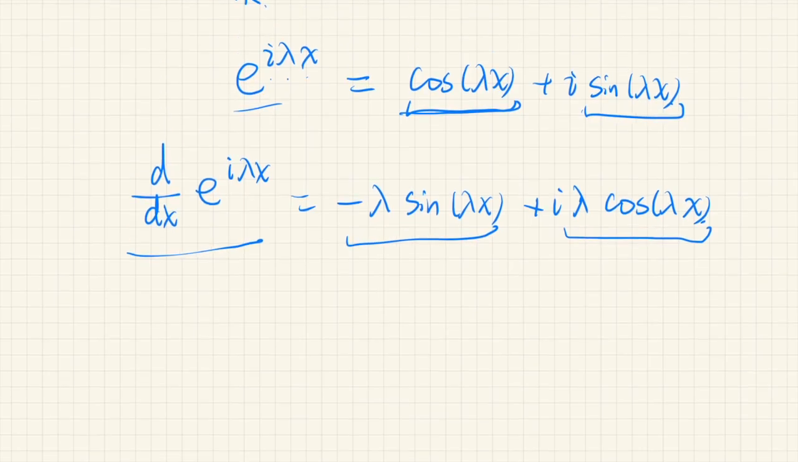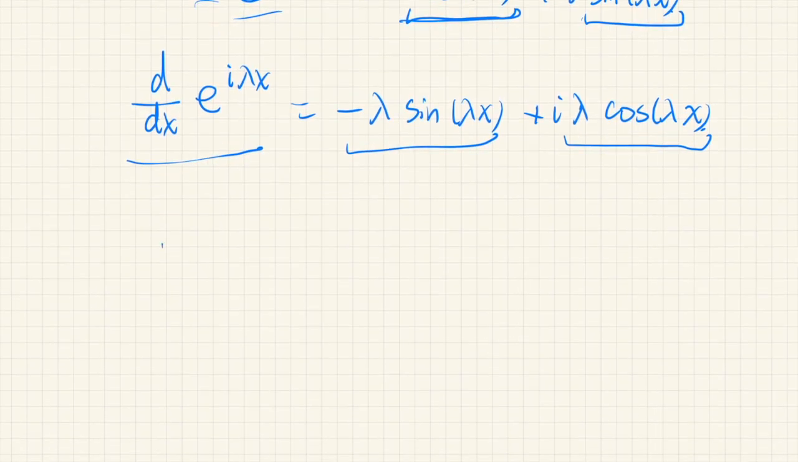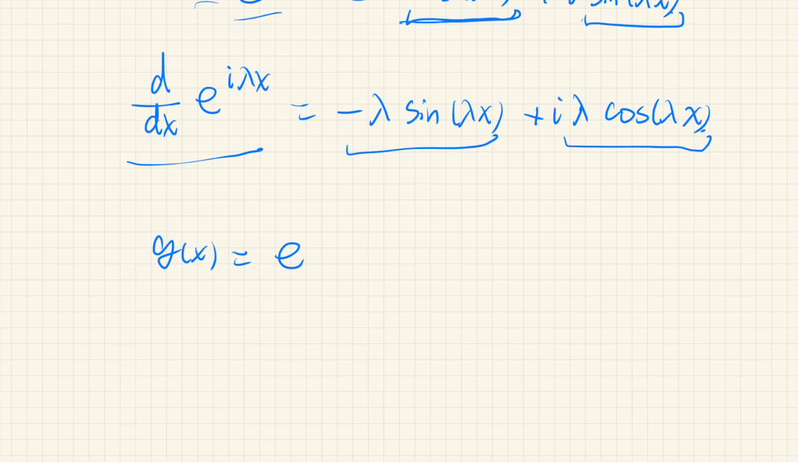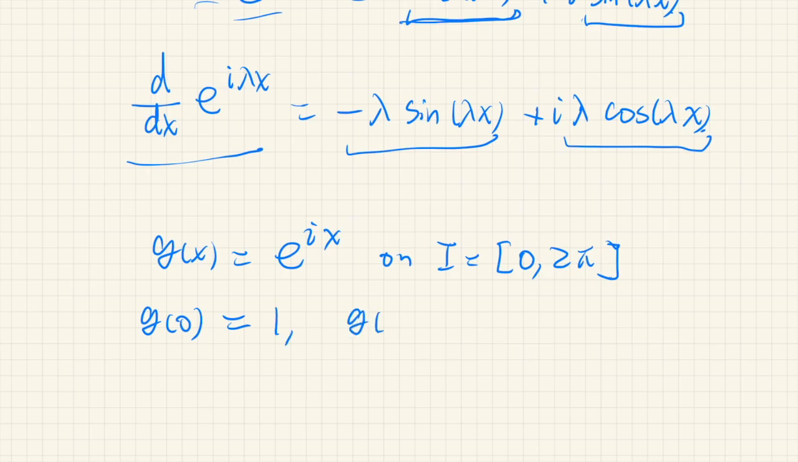For example, again, consider something like this. Let's see, g of x is equal to exponential of ix on this interval from 0 to 2 pi. And we have g of 0 equal to 1 and g of 2 pi equal to 1. So they are both 1. So if the mean value theorem applies, then there is some x between 0 and 2 pi at which the derivative of this function becomes 0.